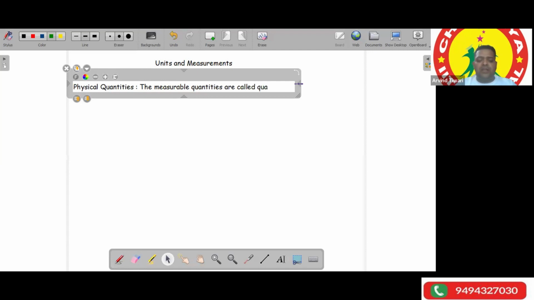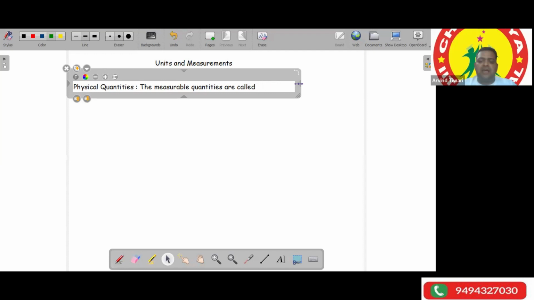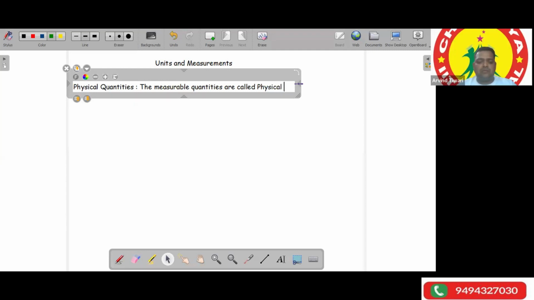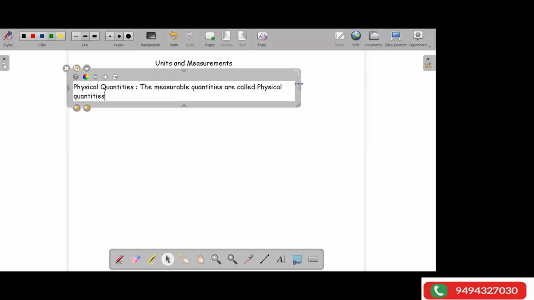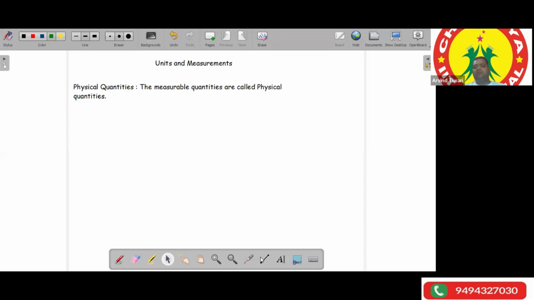So can you give me the names of any measurable quantity? Distance, speed, mass. Very good. These are the physical quantities which generally describe an object: its position, its properties, various things of an object. Suppose you are given this rod.